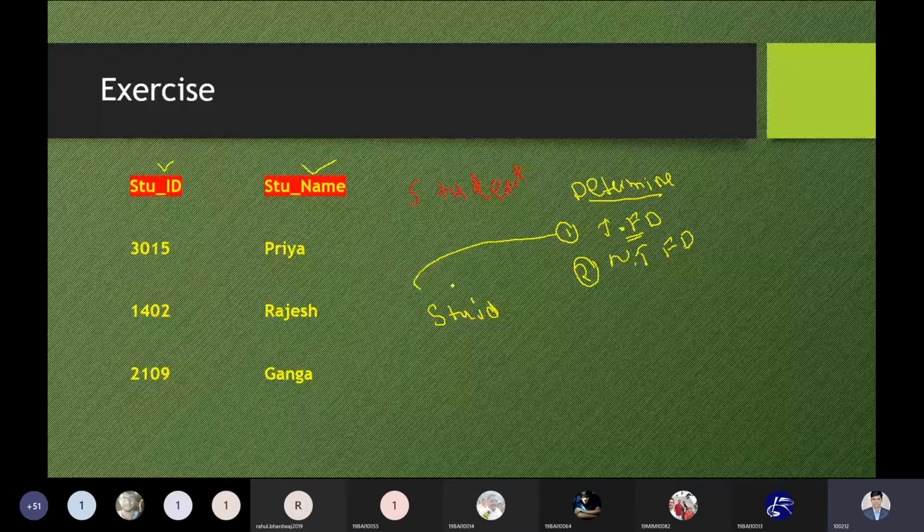Anything which is not part of, or not a subset of, the set of attributes, we can say is not trivial. But keep in mind, while taking each and everything, that should be part of the relation only. We can't take any other information for defining trivial or non-trivial. Yes, now tell me. Yes, sir, now clear.